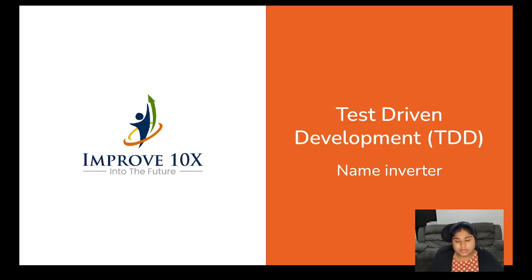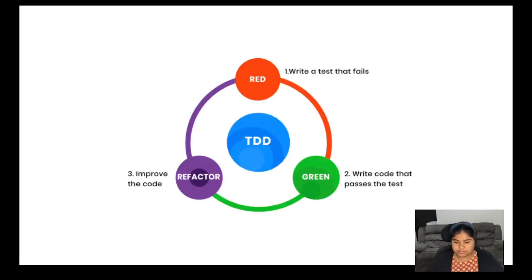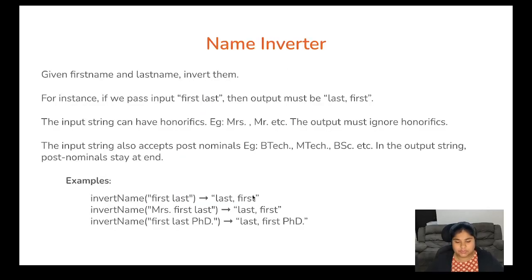So, today we are going to solve a new problem using TDD, which is name inverter. Before deep diving into the solution, let us understand the problem. As we have already seen what TDD is, this picture represents the various phases in test-driven development. So let's jump into the question first.